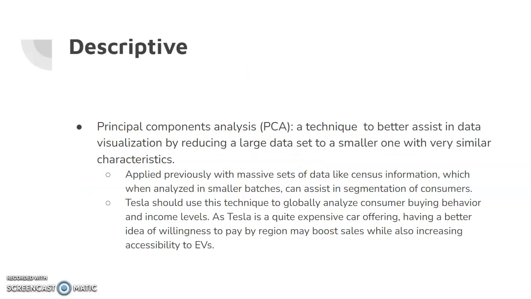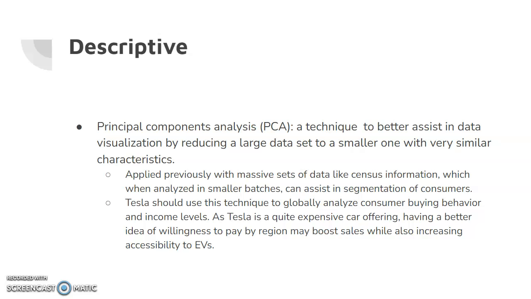So for descriptive, we selected Principal Components Analysis, the PCA. Just in a nutshell, this is a technique to better assist in data visualization by reducing a large data set to a smaller one with very similar characteristics. So this can be applied with massive sets of data, like census information, which when analyzed in smaller batches can assist in segmentation of consumers.